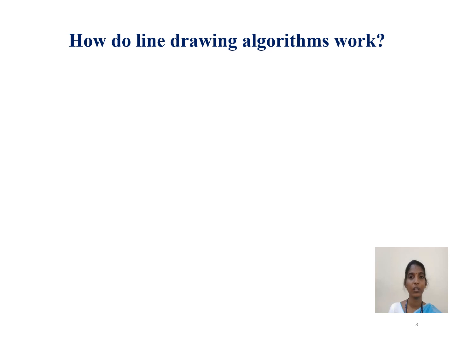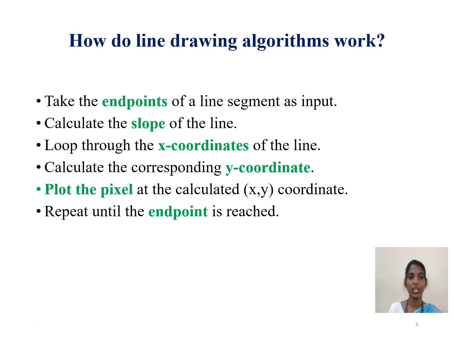How does a line drawing algorithm work? Take the endpoints of a line segment as input. Calculate the slope of the line. Loop through the x coordinates of the line. Calculate the corresponding y coordinate. Plot the pixel at the calculated x, y coordinate. Repeat until the endpoint is reached.